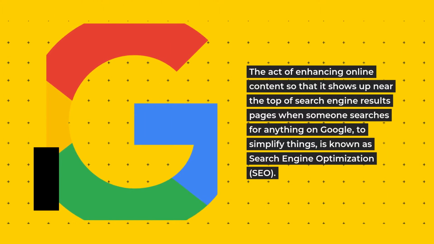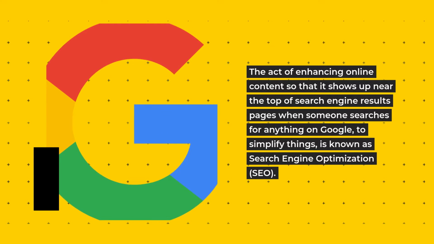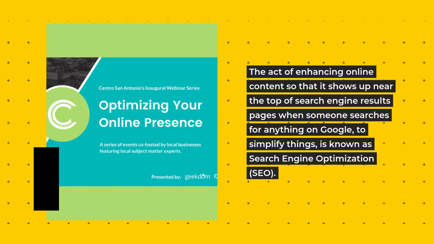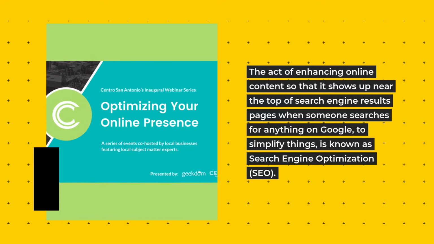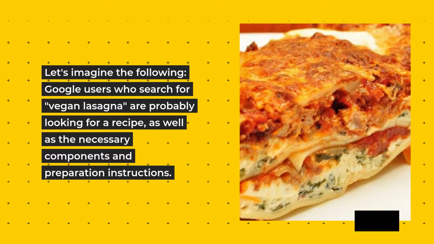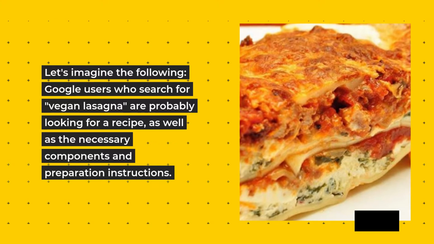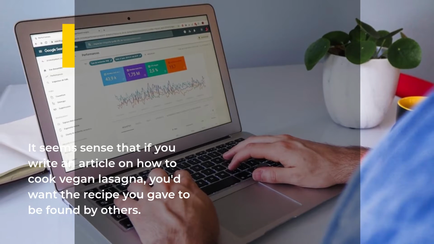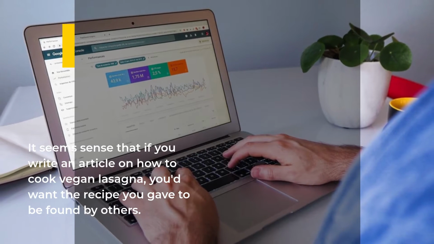The act of enhancing online content so that it shows up near the top of search engine results pages when someone searches for anything on Google, to simplify things, is known as search engine optimization, SEO. Let's imagine the following. Google users who search for vegan lasagna are probably looking for a recipe, as well as the necessary components and preparation instructions. It seems sensible that if you write an article on how to cook vegan lasagna, you'd want the recipe you gave to be found by others.